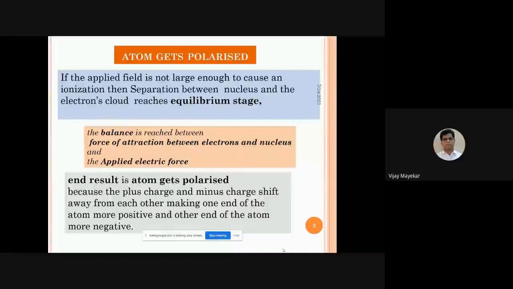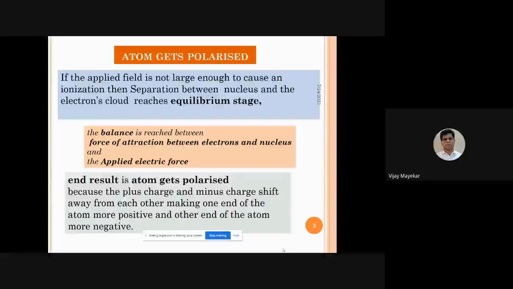It is something like pulling a spring with our hands. Our hands apply force in one direction, whereas the spring wants to go back to its original position by its elastic force, since it is tightly wound. Here, when such a balance exists between the force of attraction and the applied electric force, the end result is that the equilibrium stage is reached and we get the atom polarized.